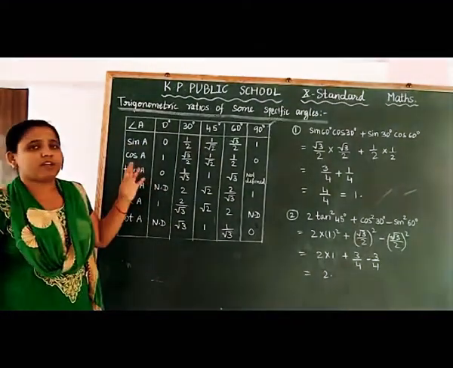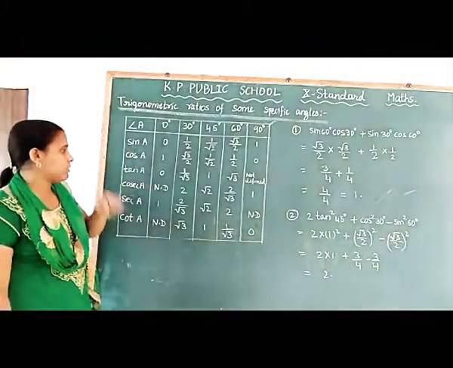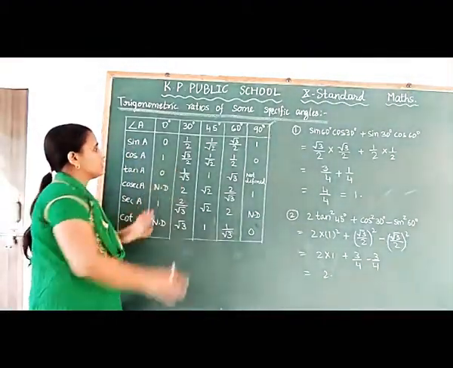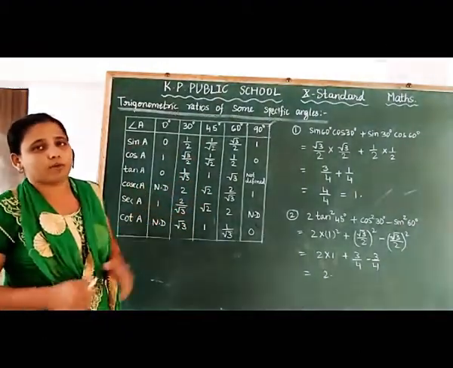These values you can find by taking tan equals sine upon cos, that I have mentioned earlier also. So in this way, these are some values. We have to remember these values in order to solve the formulas.